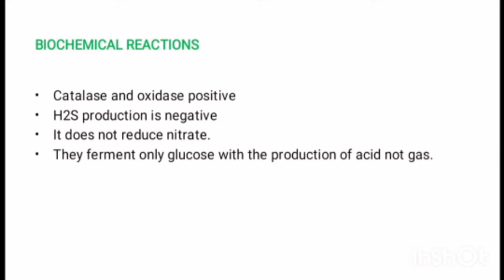Next is about their biochemical reactions. Here, Neisseria gonorrhoeae are catalase and oxidase positive. That is, they can produce catalase as well as oxidase enzymes. And H2S production test is negative with the Neisseria gonorrhoeae, and this Neisseria gonorrhoeae does not reduce nitrate to nitrites. Then this Neisseria gonorrhoeae can ferment only glucose with the production of acid, not gas. These are some biochemical reactions which are shown by Neisseria gonorrhoeae, right?